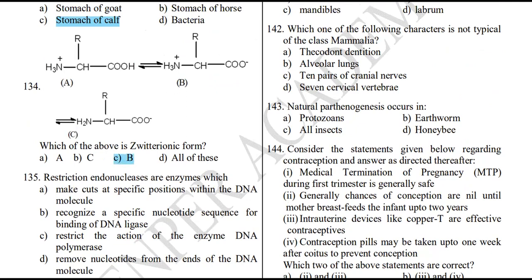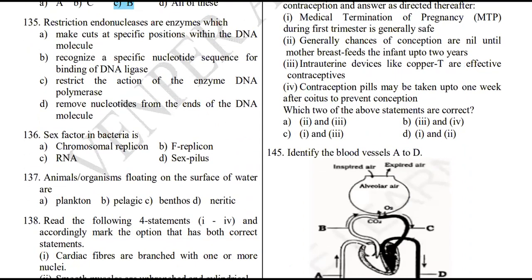Okay, the next question: restriction endonucleases are enzymes which make. You have to remember that endonucleases is given, so here itself it gives you an idea. It is going to be inside the DNA. Endo means inside. Nucleases are the ones which break DNA or any nucleic acid. So suppose there's a DNA, they are going to break in between the DNA or inside the DNA, not at the corners.